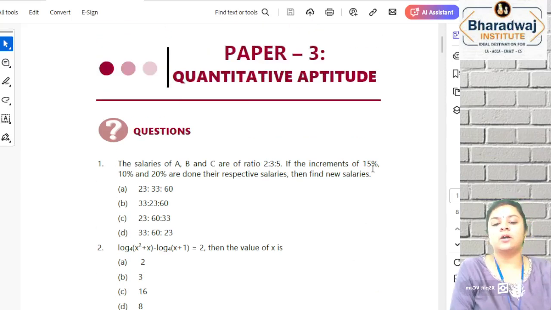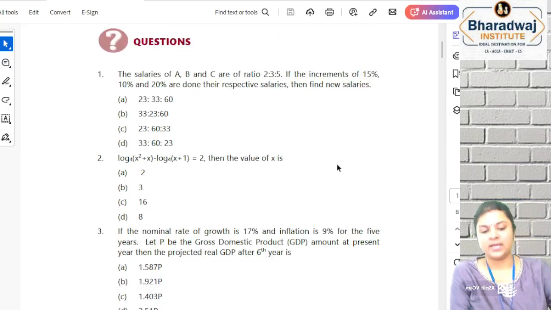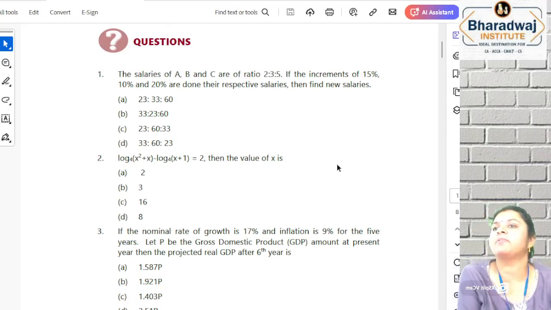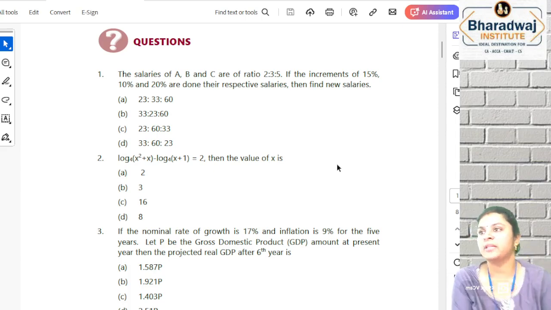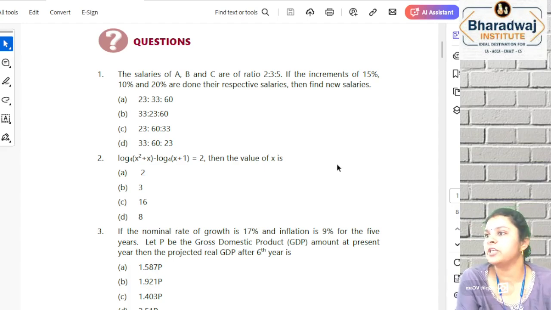Okay, so this is your Jan 2025 attempt revision test paper released by ICAI. It has about 30 questions. I think they have picked sample questions or chapter core questions. Let's quickly run through these questions.